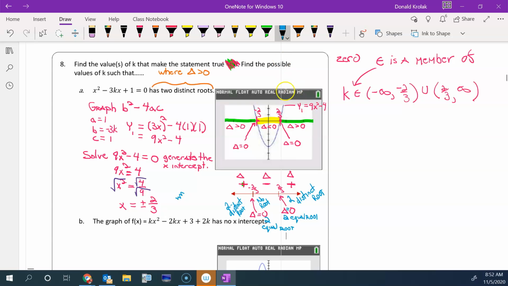So later on, if you go on to the next course in this, when you're studying derivatives in calculus, you're doing the exact same thing. You're deciding where the derivative is negative, where the derivative is positive, and that's telling you different things about the original graph by analyzing the derivative. We're analyzing the discriminant.